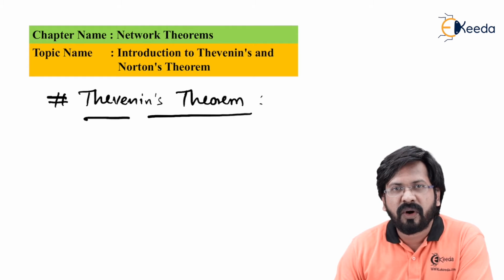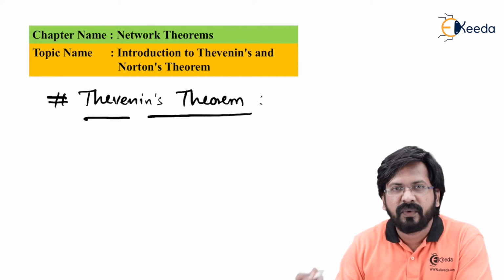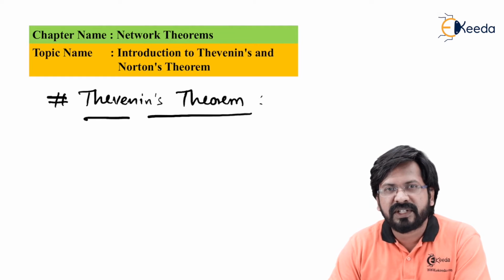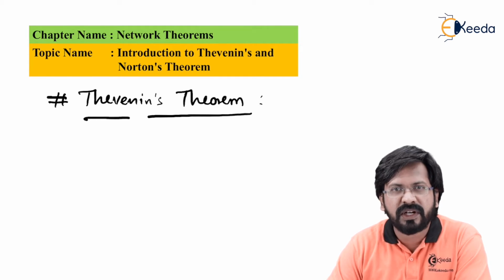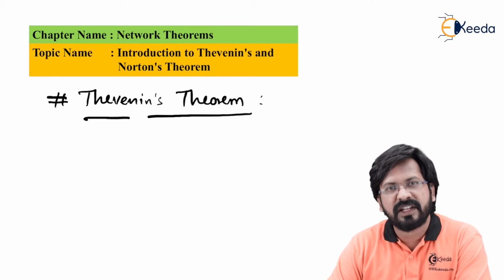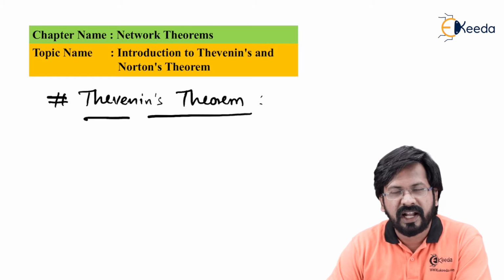You have to assume a complex electrical network. On that complex electrical network, you have to consider any two random points. With respect to these 2 points, the rest of the circuit can be simplified into a very simple circuit having only one voltage source and only one impedance which are connected in series with each other. The resulting circuit is called an equivalent circuit. Since it is stated by the scientist Thevenin, it is called Thevenin's equivalent circuit. I'll practically demonstrate how this happens.